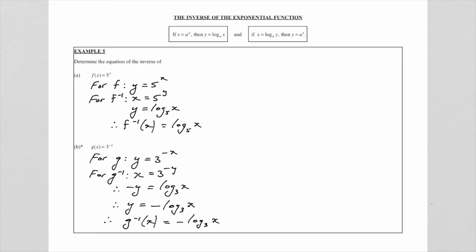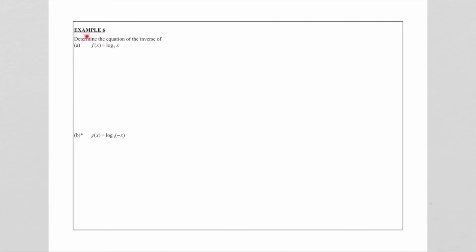Let's move on to the next example. In example 6, they ask us to find the equation of the inverse, and as you can see, it's now a log function. So in the previous example we found the inverse of the exponential, and that gave us a log function, and now we're going to find the inverse of the log function, and that will give us an exponential. So let's just do that.